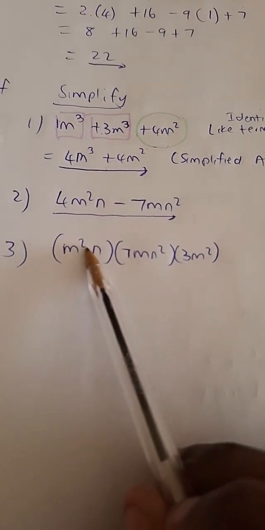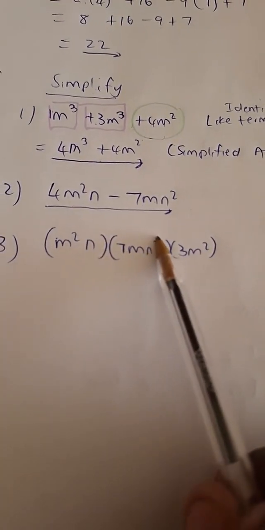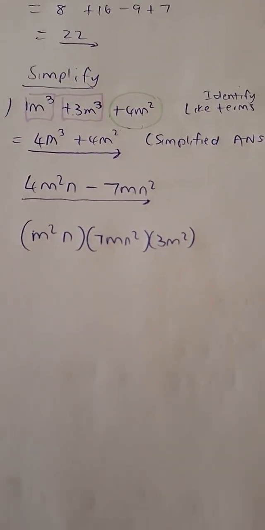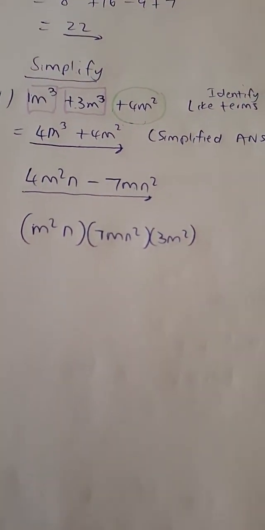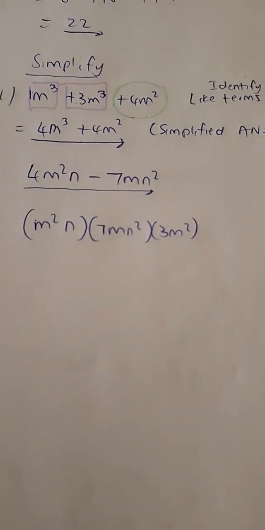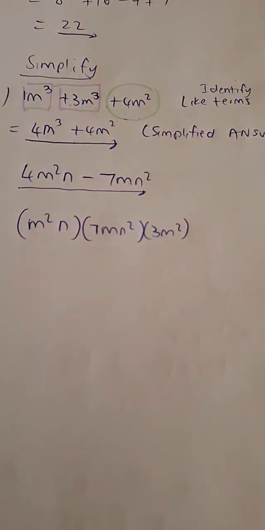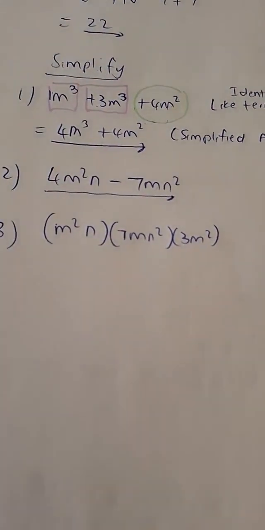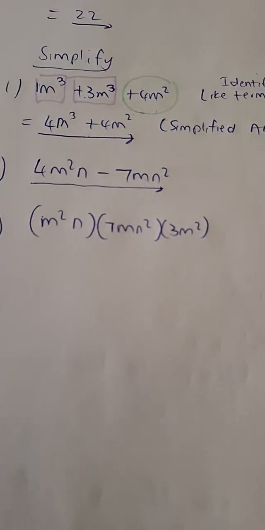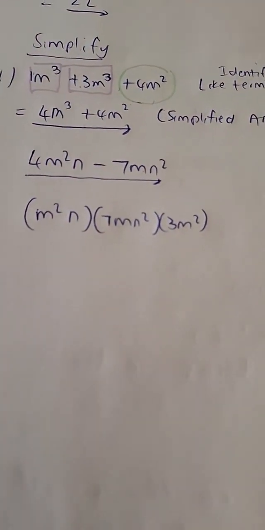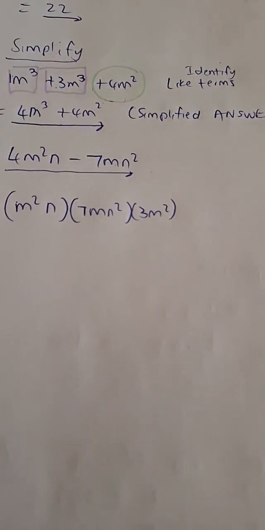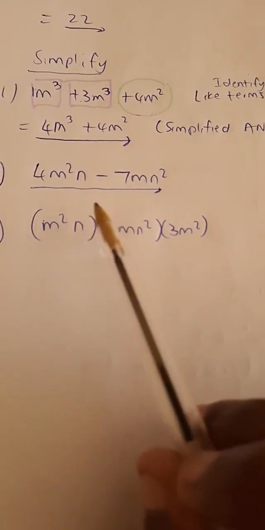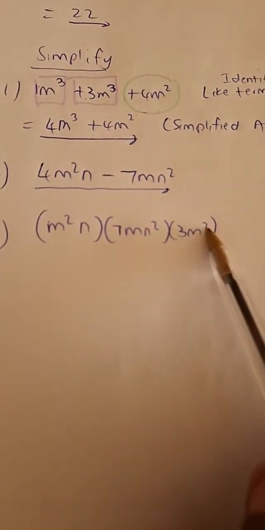M squared n, brackets 7m n squared, brackets 3m squared. What do brackets mean in algebra? What is your understanding? Mbali says multiply. Tsepo says multiply. Okay, so yes, brackets mean multiply. So what are we saying here? We need to multiply. Is this and this and this like terms?